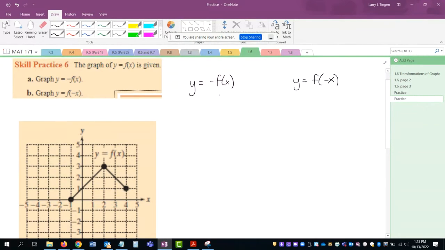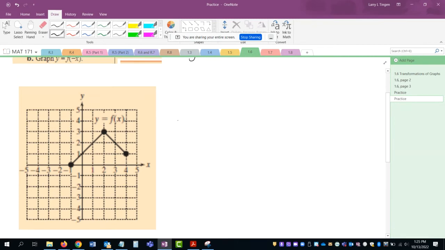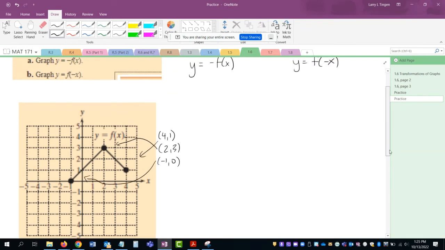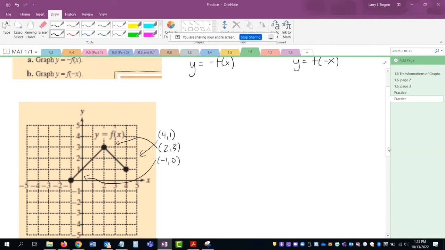All right, now let's take a look at my function. I have 3 points, right? So I have the point (4, 1). I have the point (2, 3). And I have the point (-1, 0). In there. So instead of trying to get an idea of what's happening, am I stretching, am I compressing, am I flipping, what am I doing? I'm just going to apply what happened directly to these points, just like we did in the last class.